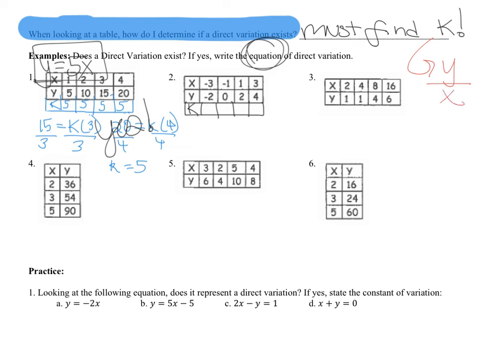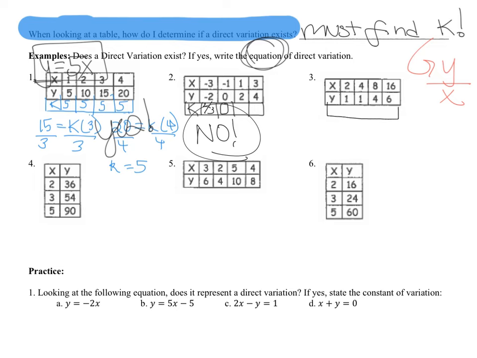Okay? So negative 2 divided by 3 is negative 2 thirds. How do I find k? Y divided by x. 0 divided by negative 1 is 0. Now notice these two k values are different. Because they're different, does a direct variation exist? No. And I'm done.